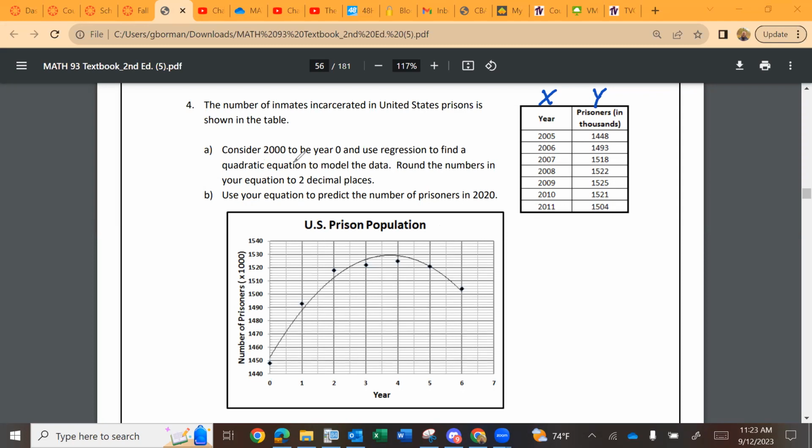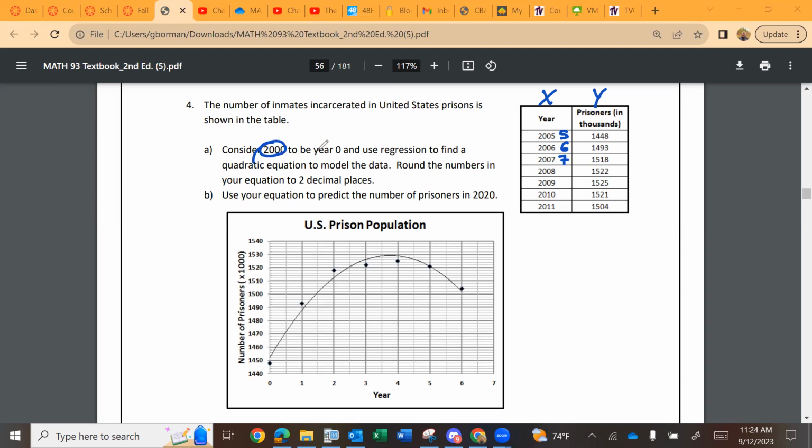They say consider the year 2000 to be year zero. So this is going to be year 5, year 6, 7, and so on, and that's what we're going to use. Sometimes when you go to your calculator and you use the full year, the numbers are too big for the calculations.